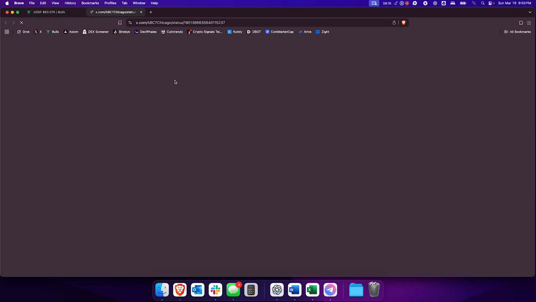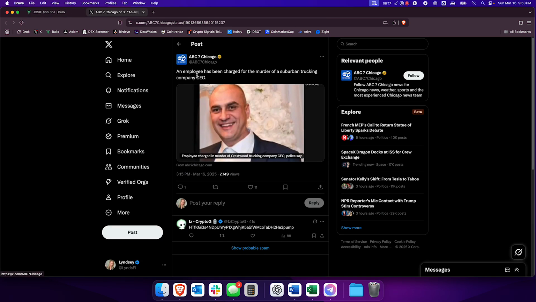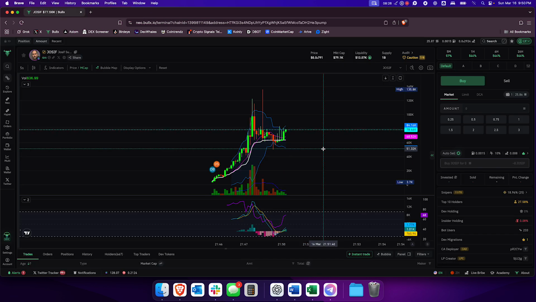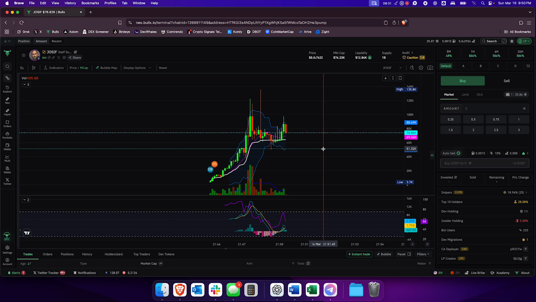Let's see what that X page is. Let's see what this is of. An employee has been charged for the murder of a suburban trucking CEO. Okay, so this is just a news story. News stories that people like the narrative of, they will tend to do well. So I might like this.